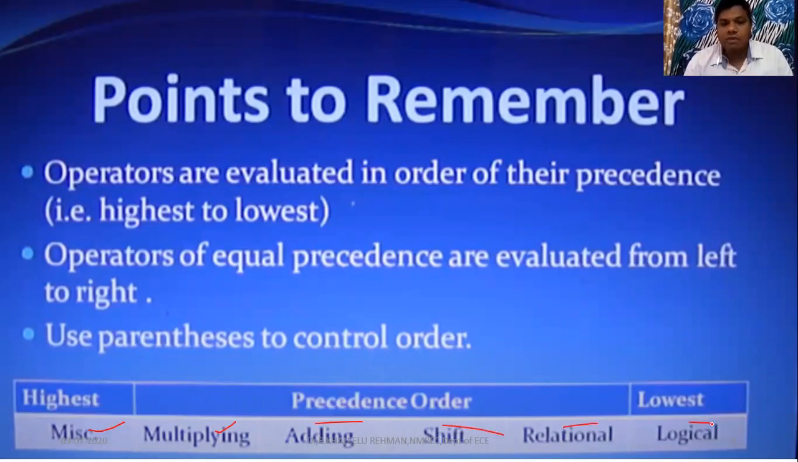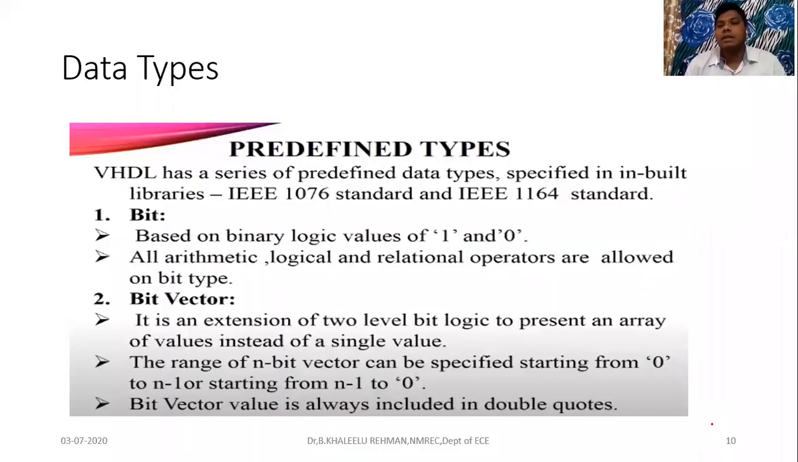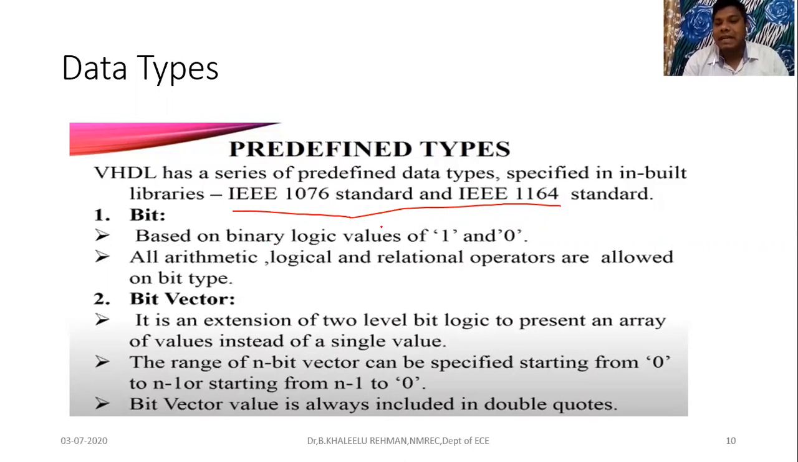Then what do we have? We have the data types. We have predefined data types and user defined data types. Predefined data types are those incorporated with respect to the VHDL libraries. If I use a bit, these things we are all aware of, the libraries are 1076, standard and 1164, these are the standard libraries. So bit means a single bit data, either 0 or 1.